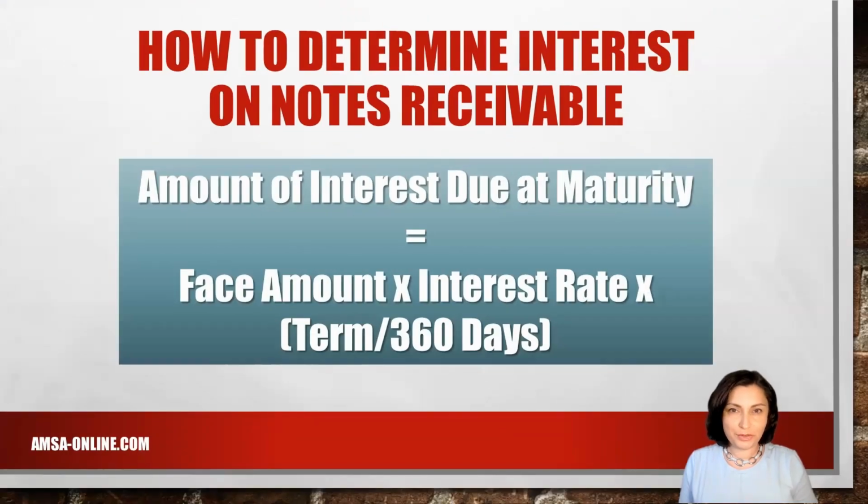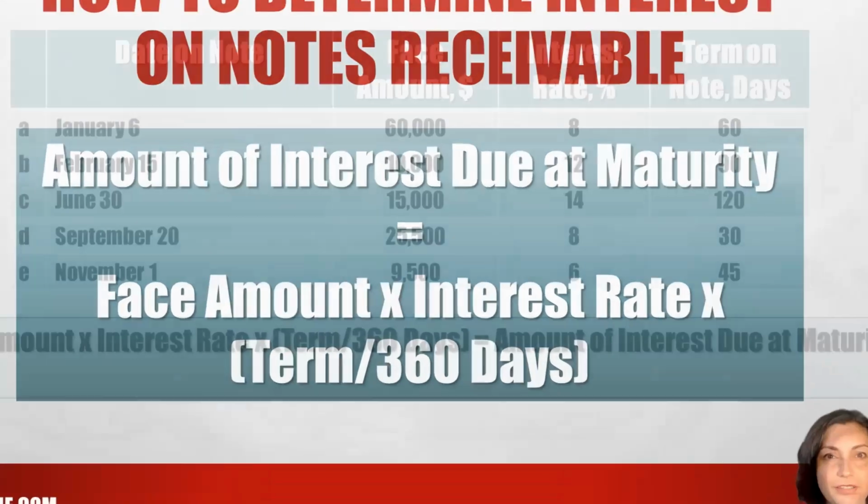The amount of interest due at maturity is equal to the face amount of the note multiplied by the annual interest rate and multiplied by the term of the note divided by 360 days, the approximate number of days in a year. 360 days is used for convenience. Some textbooks use 365 days when interest is calculated.